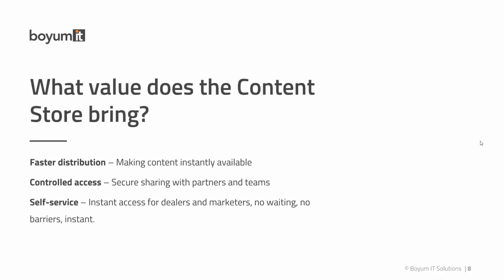So what kind of value does a content store bring? On one hand, we have faster distribution. So you make content instantly available through this content store. You have a controlled access, so you have a secure way of sharing your content with your partners and with teams. And also there's a lot of self-service because your dealers and your marketing teams have instant access to all your product information needs and assets. So there's no waiting, there's no barrier, everything is instant.